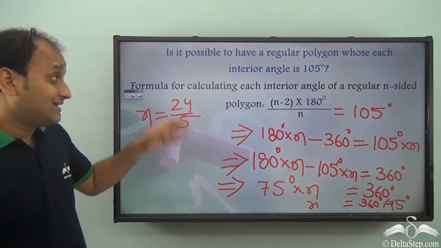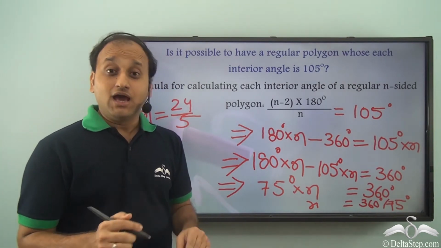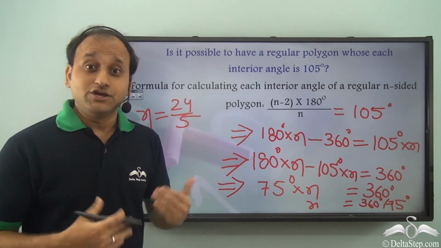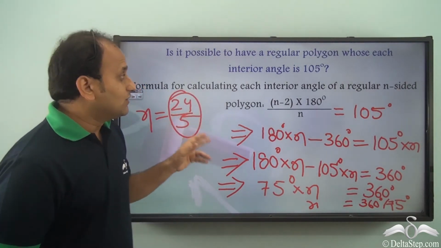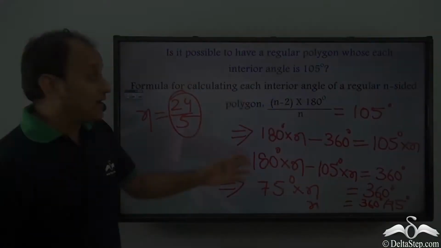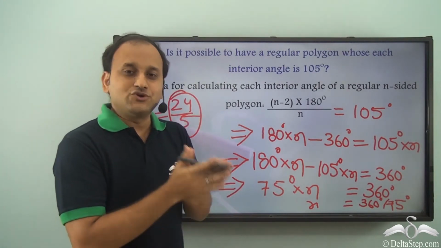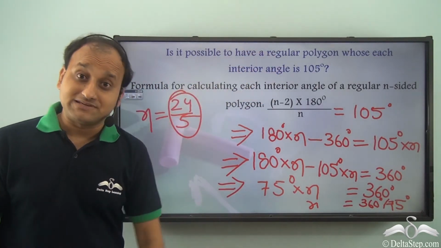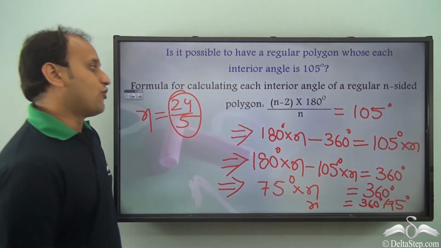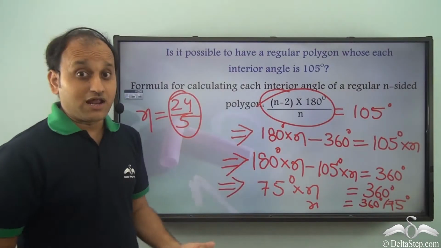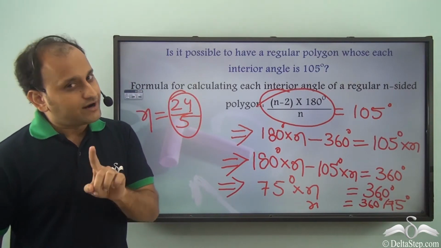But we know that when we are talking about a polygon, then number of sides will always be a whole number, isn't it? You cannot have number of sides as a fraction. So what does it prove? It proves that when interior angle is 105 degrees, it cannot form a polygon. So definitely this does not represent a regular polygon. And how did we find it? By this formula. The formula for calculating the value of each interior angle of a regular polygon.